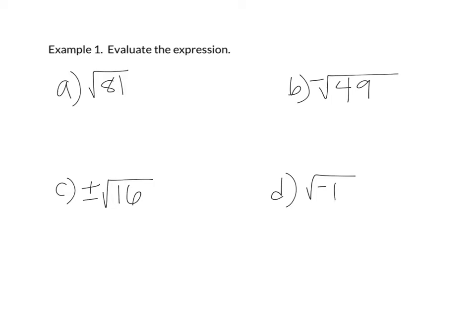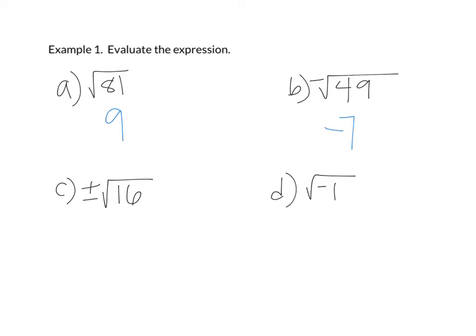Example 1, evaluate the expressions. We're going to evaluate some radical expressions. We're looking at the square root of 81. You should all know, because 81 is a perfect square, that the square root of 81 is 9. The negative square root of 49, so we have a negative outside our radical, so we're actually going to evaluate the radical first and then apply that negative after. The square root of 49 is 7, and then I'm just going to have that little negative right before it.